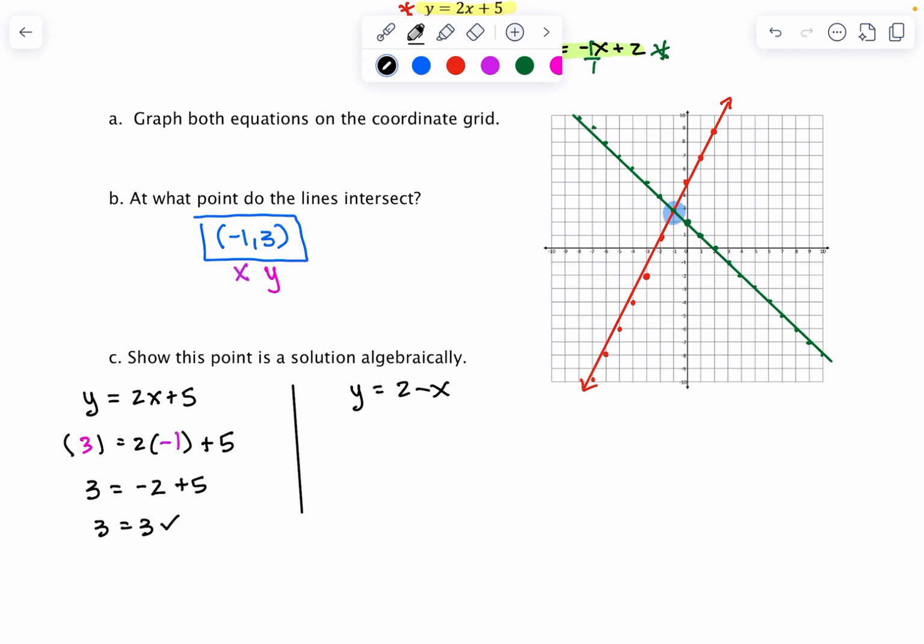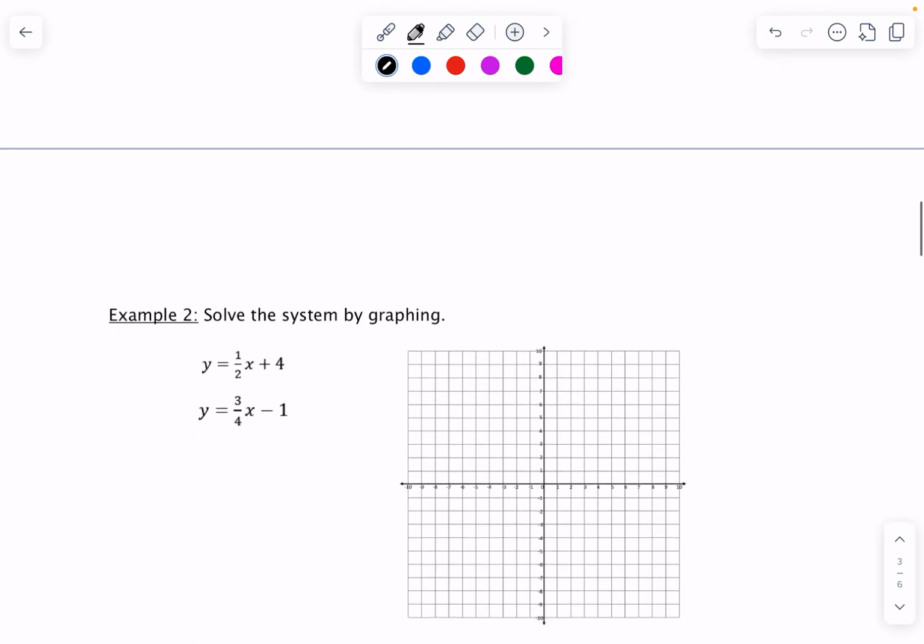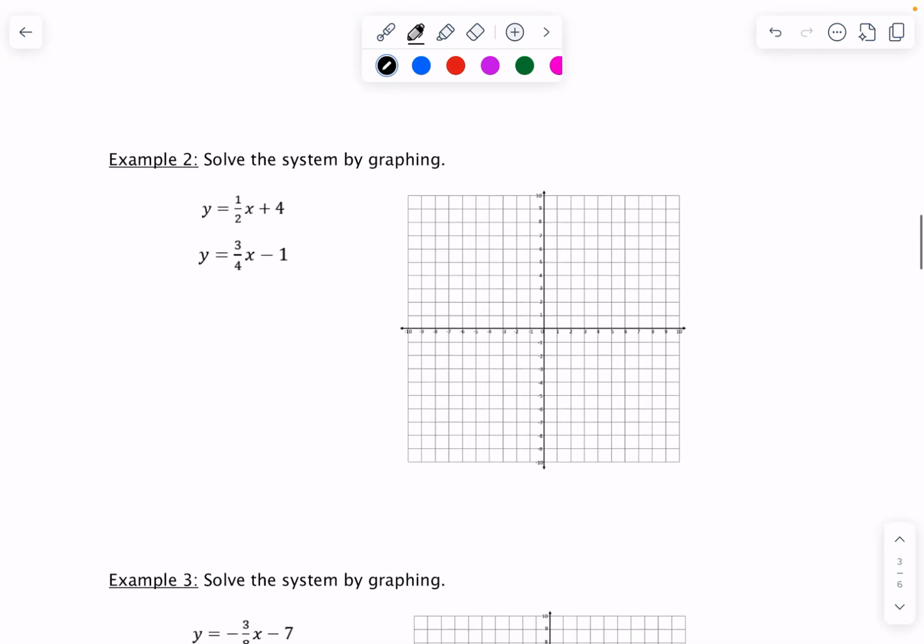In the second equation, I'm going to go ahead and make my parentheses where I'm going to plug it in. I'm plugging in -1 for x, and I'm plugging in 3 for y, and I'm going to see if it works. 3 equals 2, and two negatives make a positive, so that becomes 2 plus 1, and it becomes 3. So yes, it works. I'm proving that the point (-1, 3) works algebraically, and it works graphically. That's the overarching idea of this lesson. So let's take a look at another example.